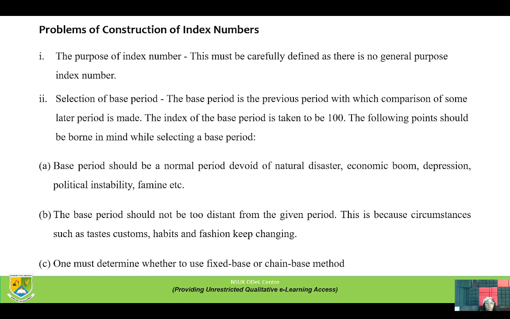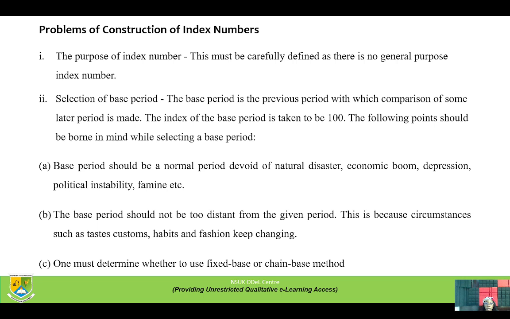There are problems associated with constructing index numbers, and we are going to look at them in this section. 1. The purpose of index number. This must be carefully defined as there is no general purpose index number. 2. Selection of base period. The base period is the previous period with which comparison of some later period is made. The index of the base period is taken to be 100.